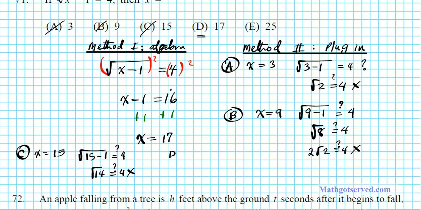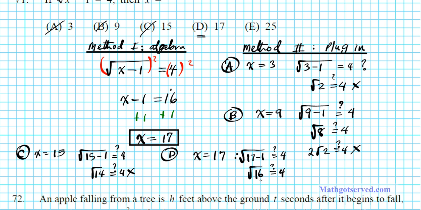And then you try option D, x equals 17. This should work because that's what we got using method 1, the algebraic process. So if you plug that in, the question is, is the square root of 17 minus 1 equal to 4? If you do the arithmetic, 17 minus 1 is 16. Is the square root of 16 equal to 4? The square root of 16 is 4. Is 4 equal to 4? Yes, so that works out, and we can see for certain that our answer is 17.